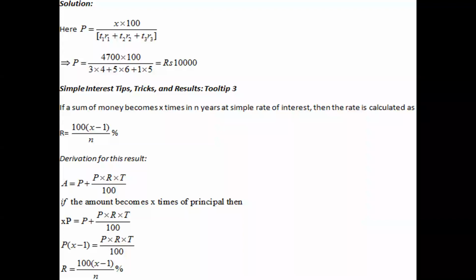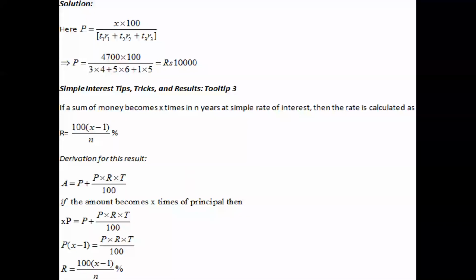Again T2: the time is 5 years and the rate of interest is 6%. So that's why we have written 5 into 6. And T3 R3: the time is 1 year and the rate of interest is 5%. So we have written this. If we calculate this part, then we will get the total amount, rupees 10,000. So this will be the answer for the first question.